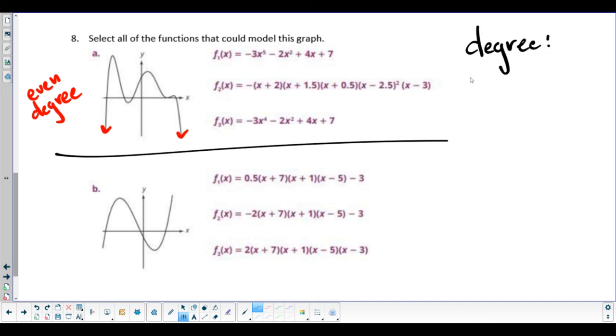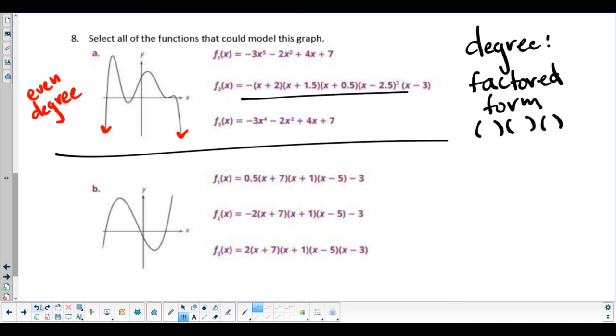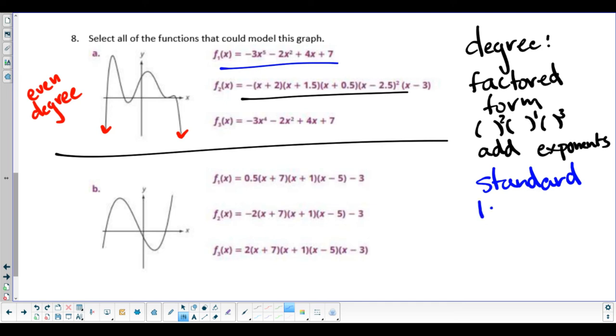degree is simply, in factored form, right? Factored form, that's the one that looks like this with a bunch of parentheses. For example, this one is in factored form. This one right here is in factored form. You just add up all the exponents, 1, 2, 3, whatever. So the degree in factored form, add the exponents. In standard form, which is like this one, it is the largest exponent of a variable. The largest exponent above a variable, right?